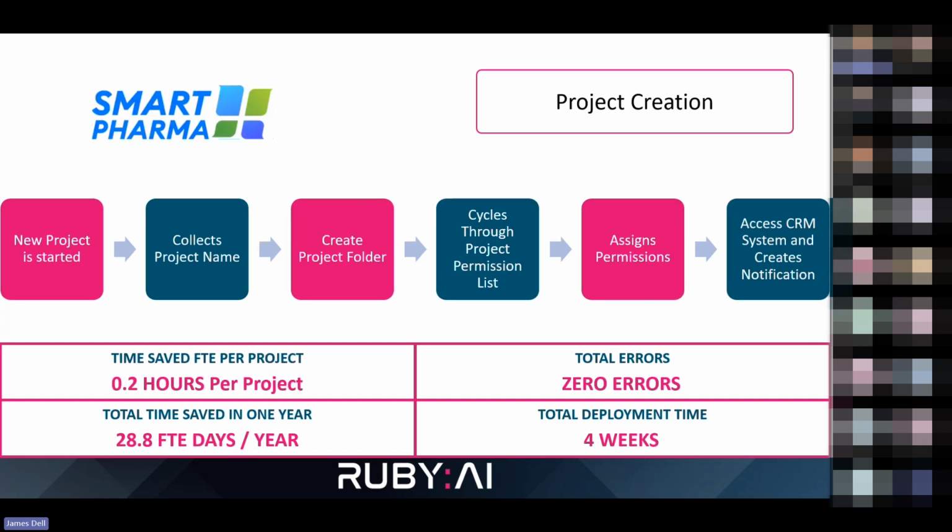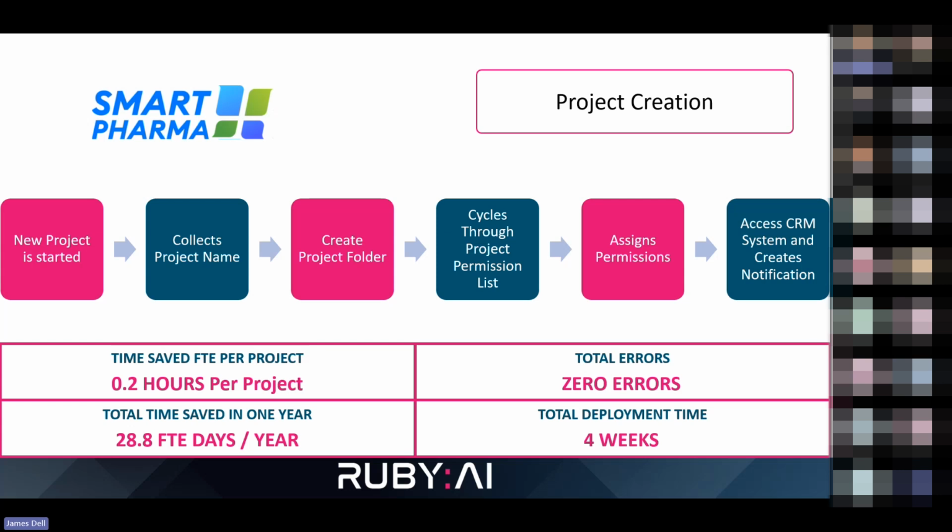Finally, let's look at the last of these scenarios, which is a pharmaceutical company, and this is around a project creation process. So the first thing is this all starts when a new project is started, and what happens is that the project name is then collected by Ruby AI, so that's entered into a file for Ruby to collect from the end user. The project folder is then created. It then cycles through a list of permission sets. So this is all around user permissions and controls.